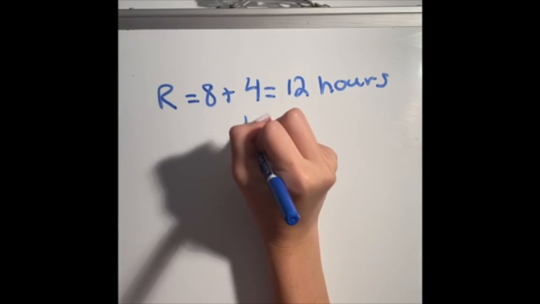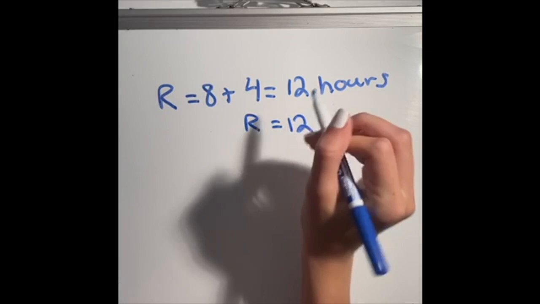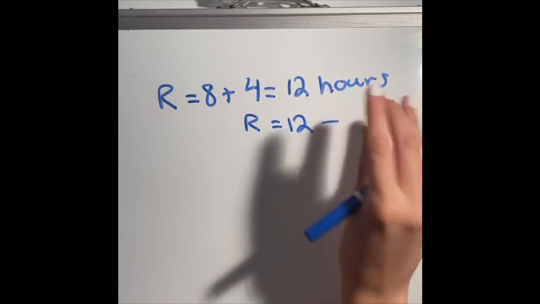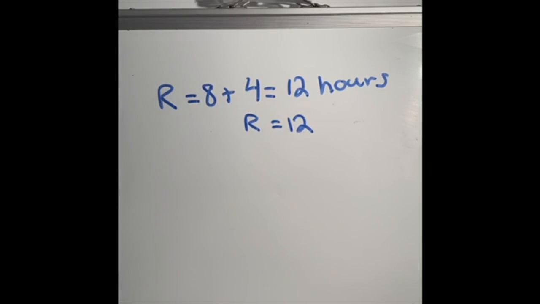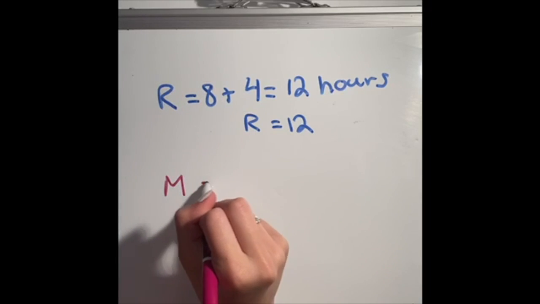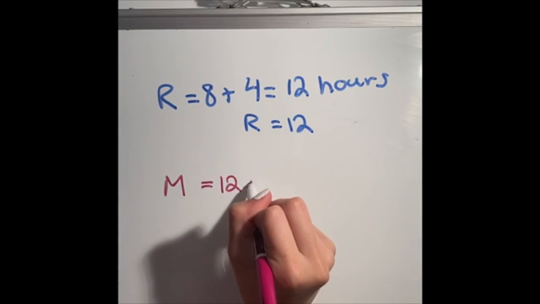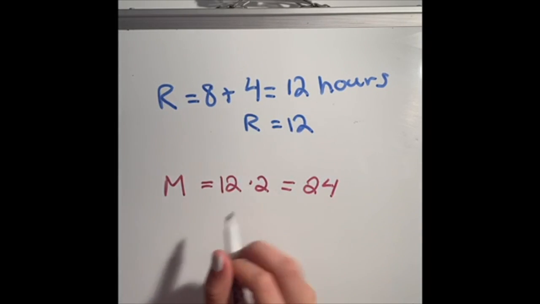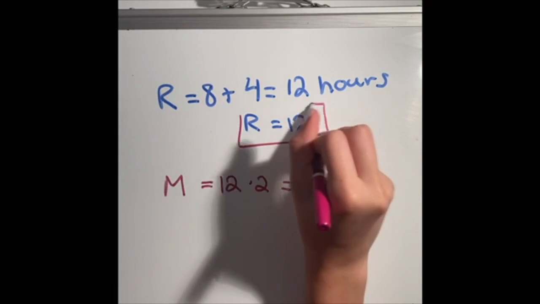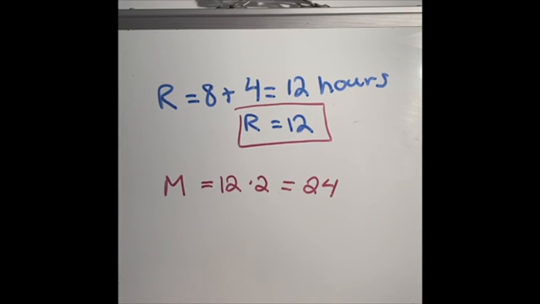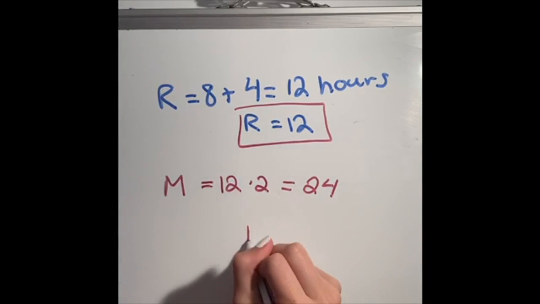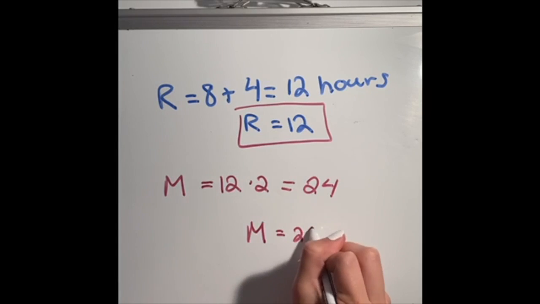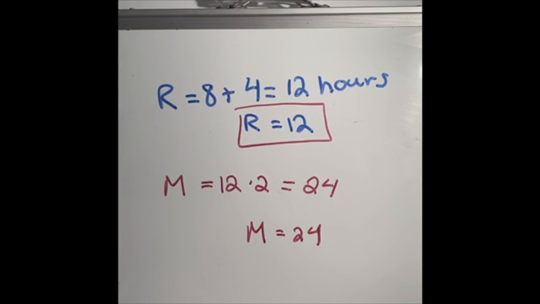So R equals 12 hours. So it takes Riley 12 hours to stain her deck. And we know that for Madison, it takes double. So M equals 12 times 2, which equals 24. So it takes Riley a total of 12 hours to paint her deck, and Madison a total of 24 hours to stain her deck.